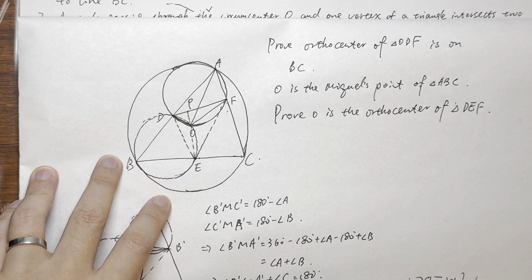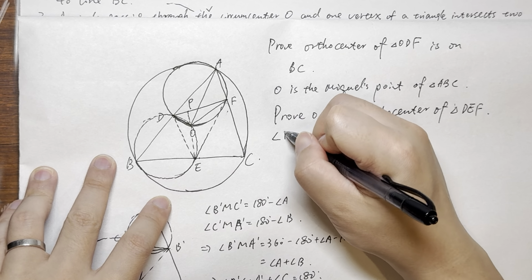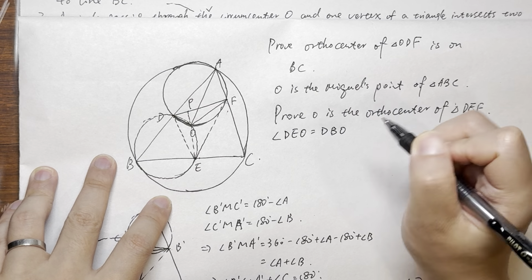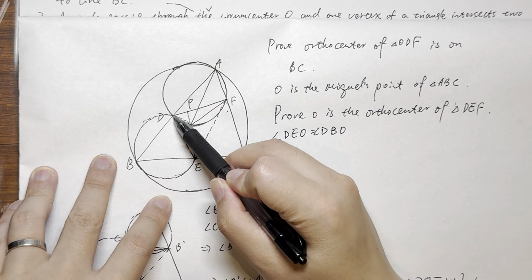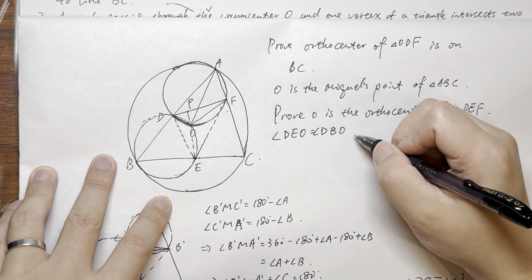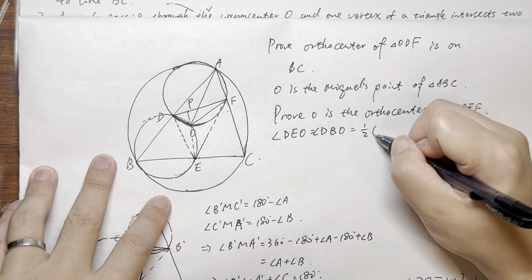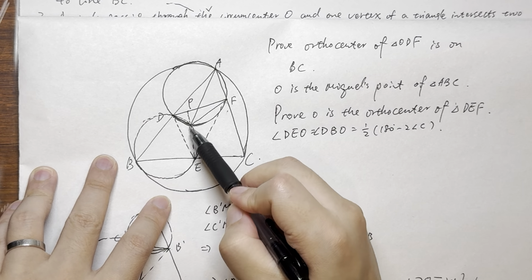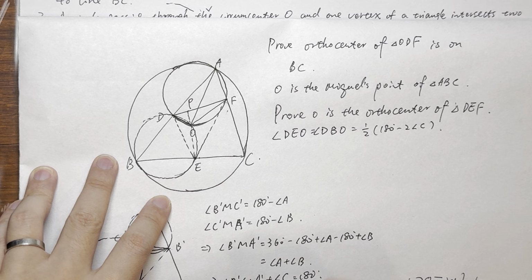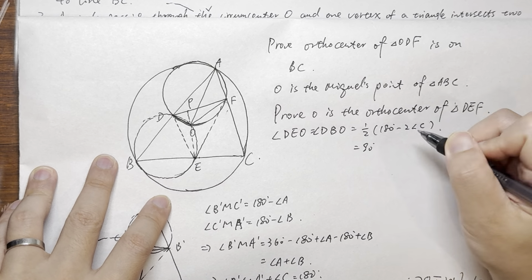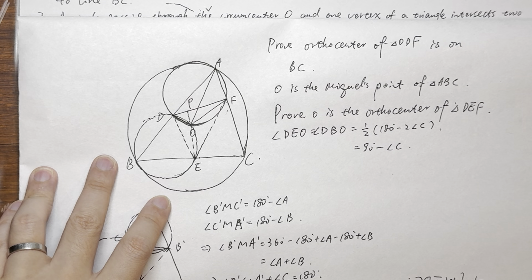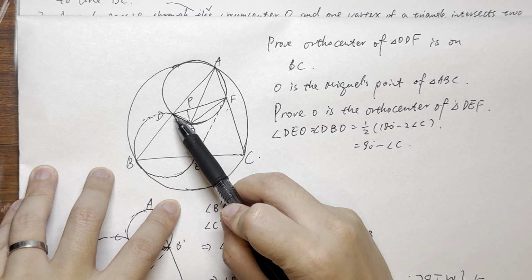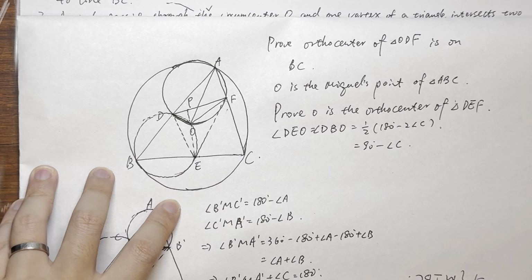Then we can think of the angle DEO equals angle DBO, right? Angle DEO equals angle DBO, which is half of 180 minus twice angle C, right? Because angle BOA is twice angle C. So it equals 90 degrees minus angle C. That's the angle DEO.